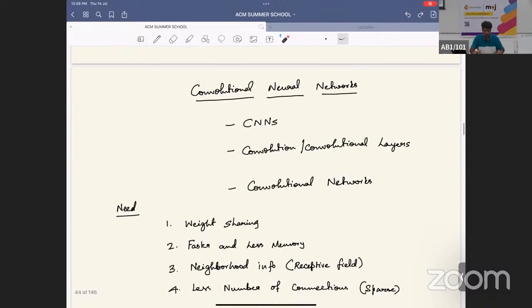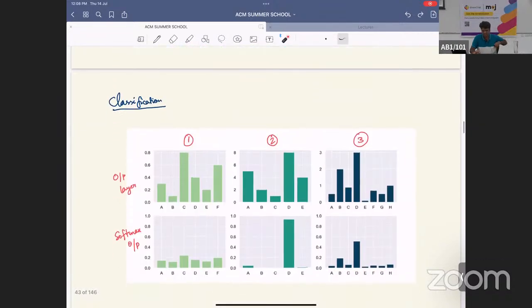Okay. So now let's understand the difficulties of this MLP. Why do we have to go to convolutional neural networks?